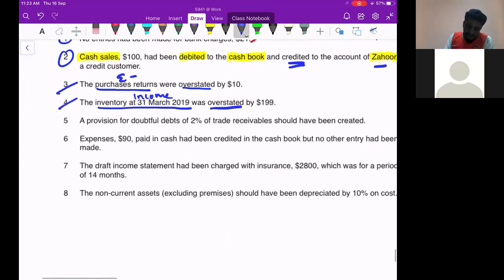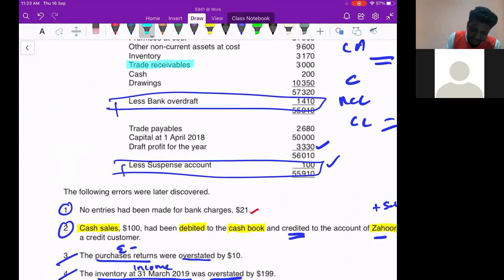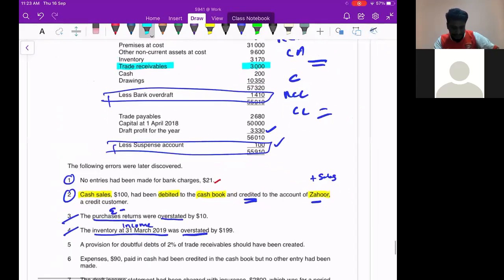Okay, next one. Provision for doubtful debt, 2% of the trade receivable should be created. So how much is your trade receivable? Okay, there's a dangerous thing here. Trade receivable is 3,000, right? Did anything happen in the trade receivable account? Yes or no?